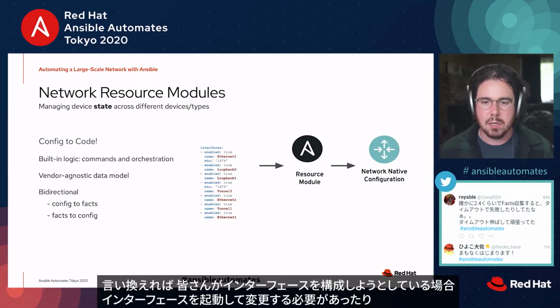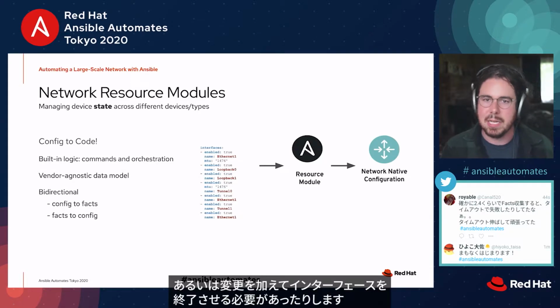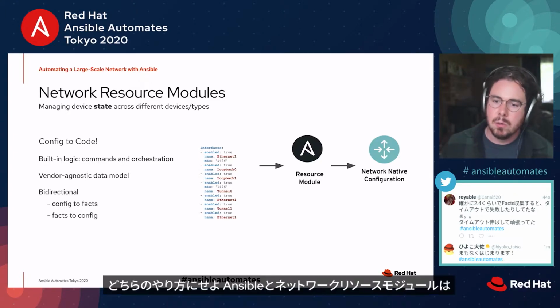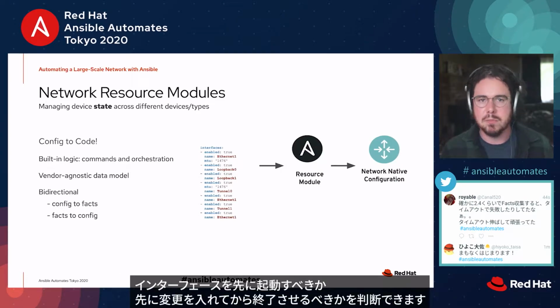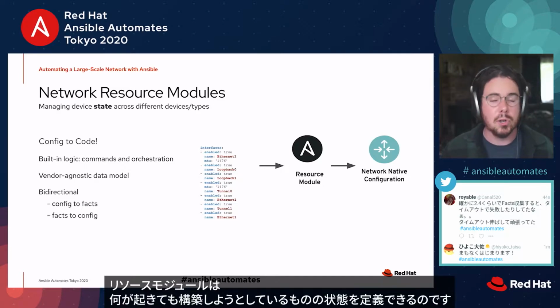So in other words, if you're trying to configure an interface, you would need to bring the interface up and then make a change to it, or maybe you need to make a change and then bring the interface down. Regardless of which way you're trying to go, Ansible and these network resource modules will know whether to bring it up first, make a change first, or bring it down afterward. Regardless of what happens, resource modules are your ability to just define the state of what you're trying to build.